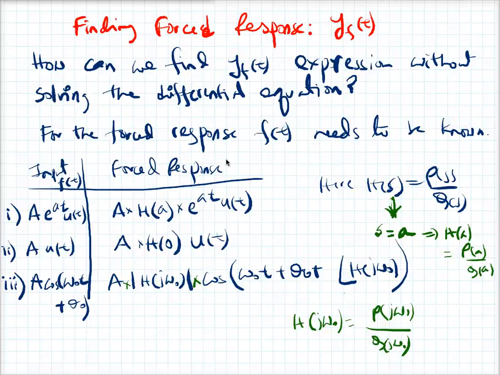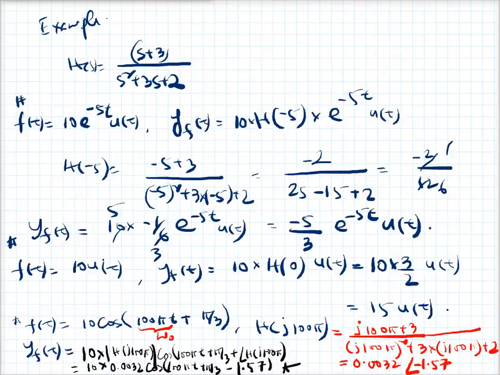So let's show you a few examples of the forced response. Here you have H(s) equal to (s+3)/(s²+3s+2). Let's find out what the forced response of this system is, without solving the differential equation or using the Laplace transform. So f(t) equal to 10 e^(-5t) u(t).